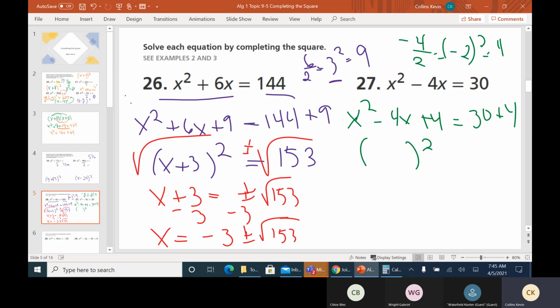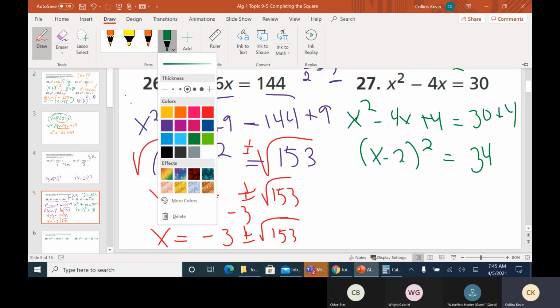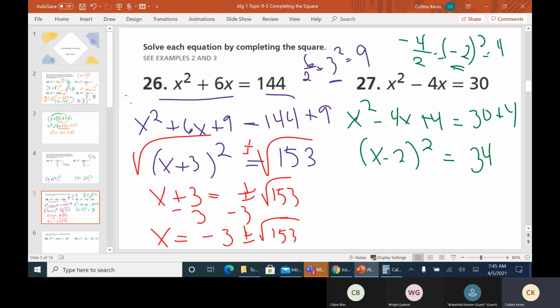And the number we use is the one right after we divide. So this will be x minus 2 squared equals, we got 30 plus 4 is 34. Okay? So then we go ahead and do our square root thing. We do the square root of this, square root of that. Remember, this is going to be plus or minus. So this gives us x minus 2 equals plus or minus the square root of 34. Okay? And then all we have to do is move the 2 to the other side by adding 2.